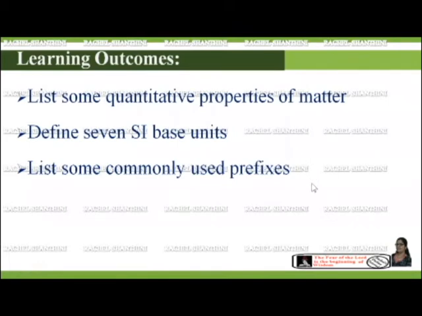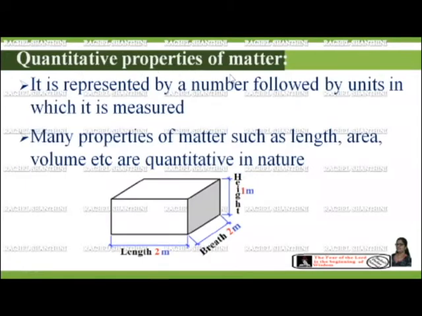Students, at the end of this session, you will be able to list some quantitative properties of matter, define 7 SI base units, and list some commonly used prefixes. Quantitative properties of matter. In this session, we are going to discuss the quantitative properties of matter.